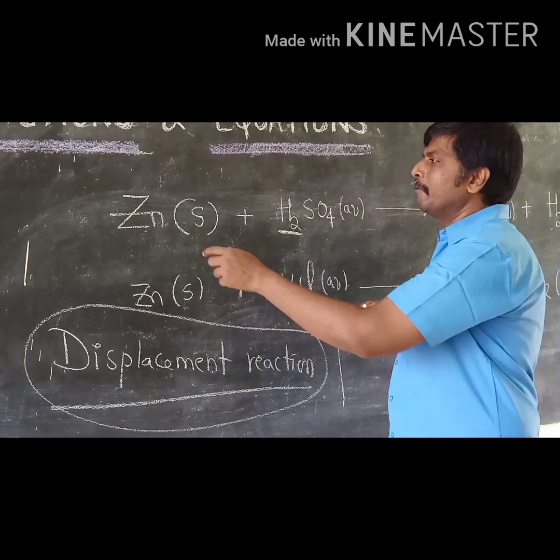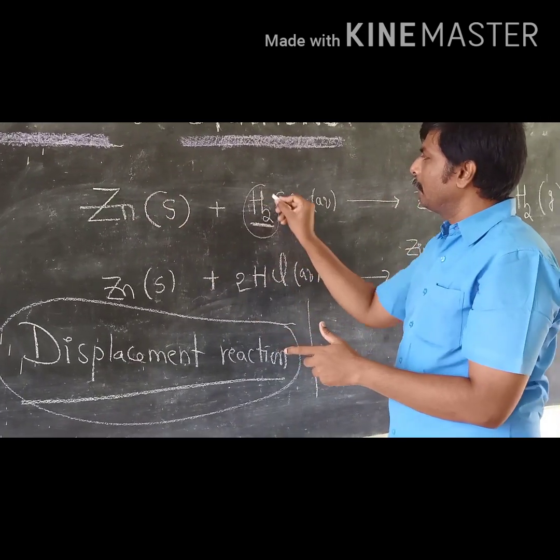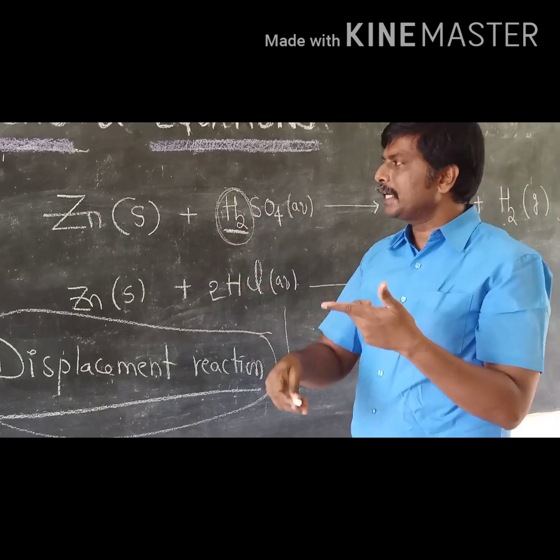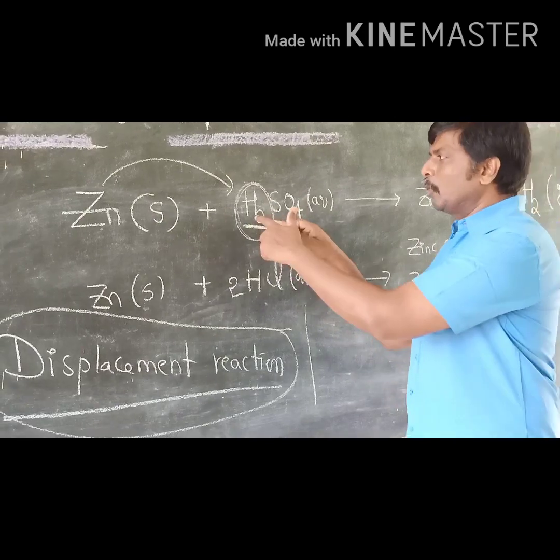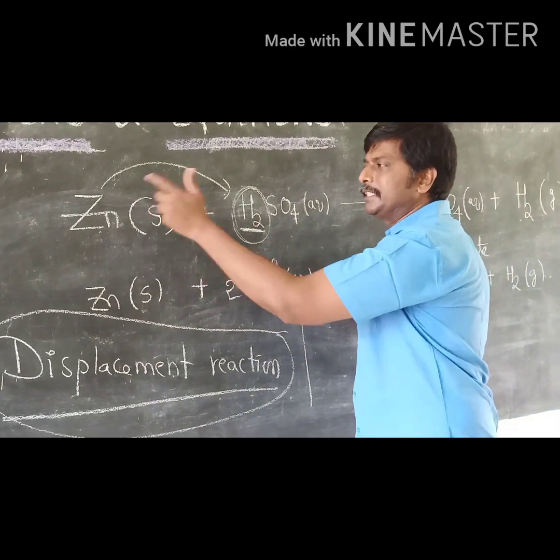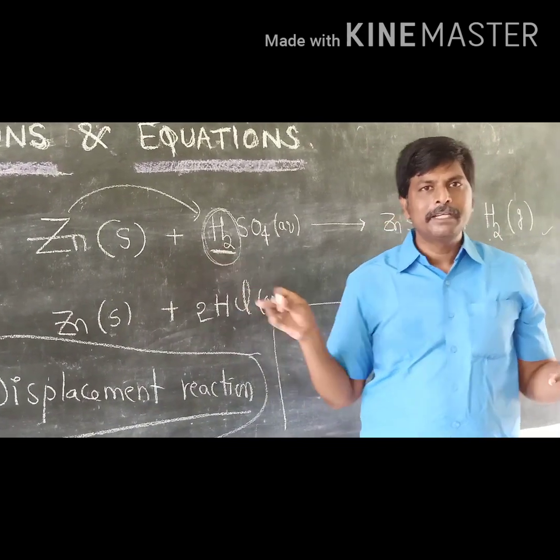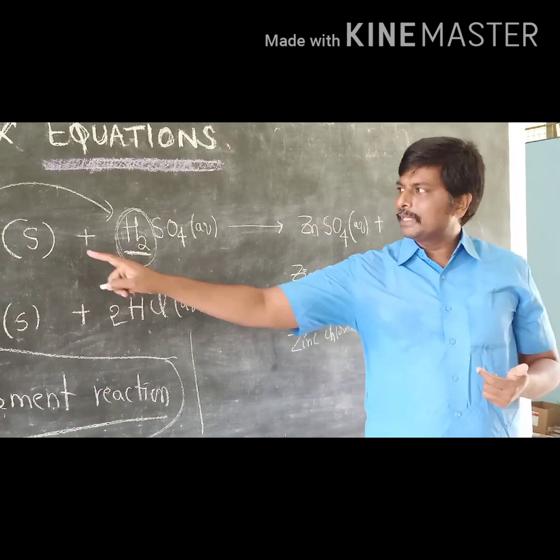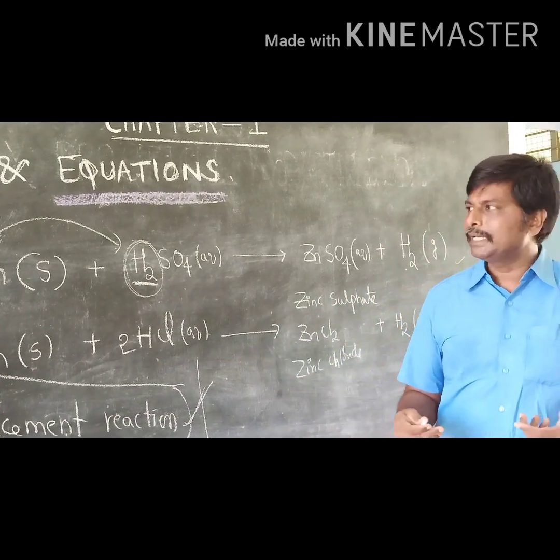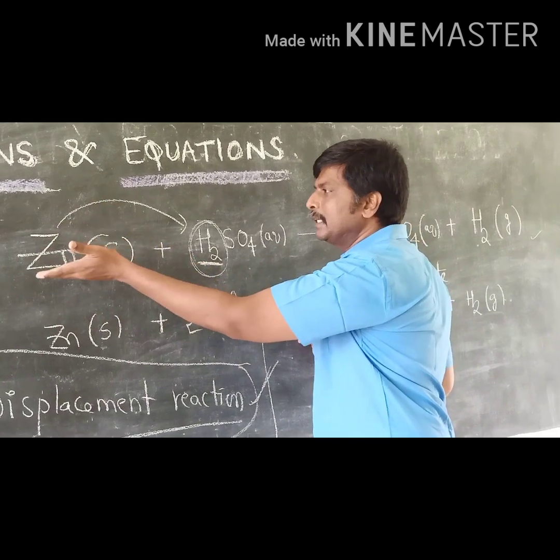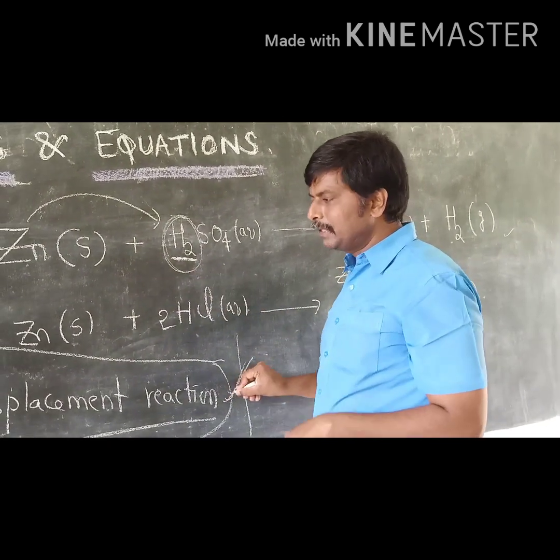How to define it: the reactions in which one atom or group is replaced or displaced by another atom. Here hydrogen, H2, is displaced by zinc. So the reactions in which one atom or group is replaced by another atom or group are called displacement reactions. Generally, more reactive elements displace less reactive elements. So it is an example of a displacement reaction.